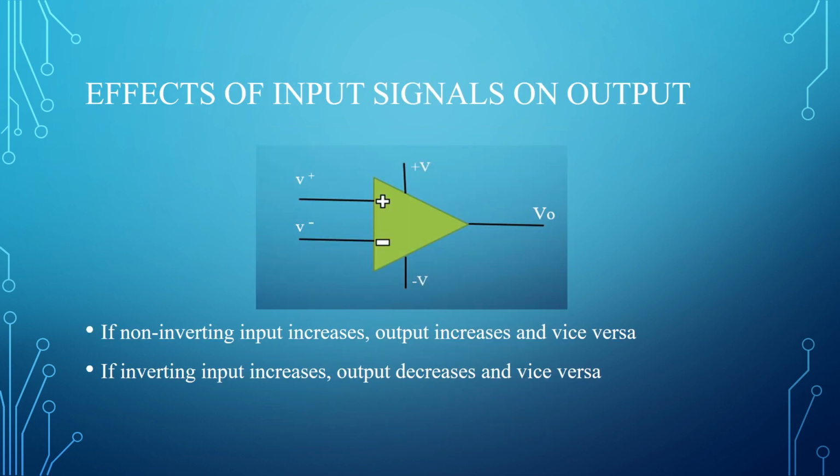Effects of input signals on output. As shown in the figure, there are two input terminals. The non-inverting terminal is shown by a positive sign, while the inverting terminal is shown by a negative sign. If the non-inverting input increases, which is positive in nature, the output also increases, and vice versa. But if the inverting input increases, which is negative in nature, the output will decrease, and vice versa.